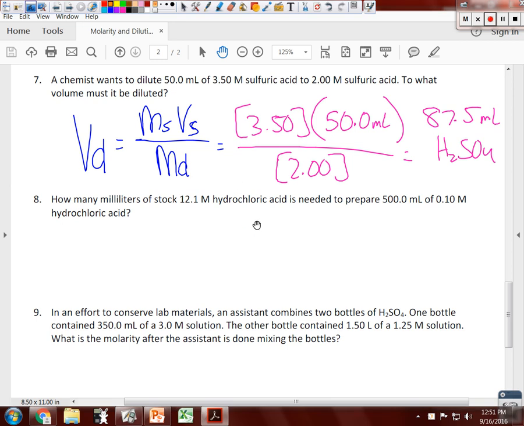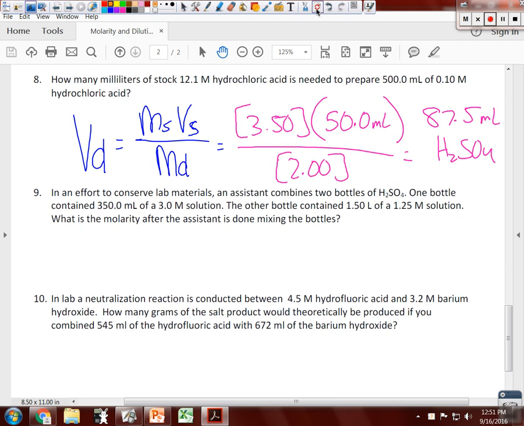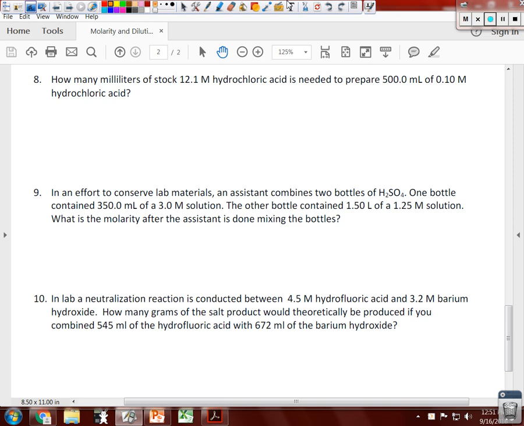Yes. Okay. Now, this next one's a little tricky, but still same kind of concept. How many milliliters of stock 12.1 molar hydrochloric acid is needed to prepare 500 milliliters of a 0.1 molar hydrochloric acid? The reason this one was kind of weird and funky is because it tells you explicitly you need it in milliliters. So even if you wanted to, could you convert the 500 to liters? You could, but then you'd have to convert it back at the end, and that wouldn't make any sense, right? What's the answer you guys got? Correct sig figs. 4.1. Very good.